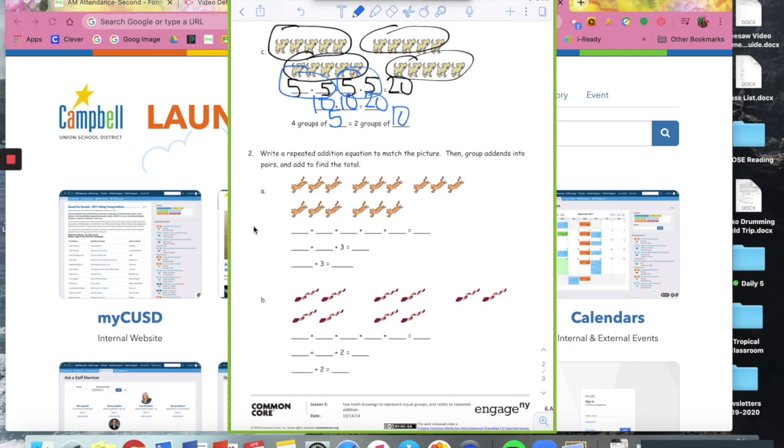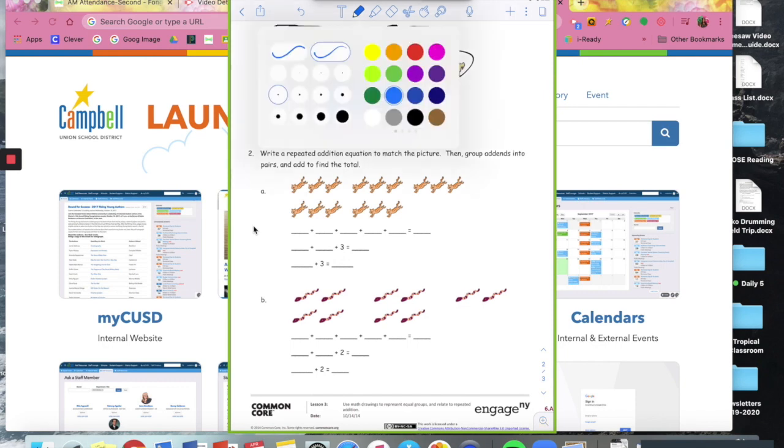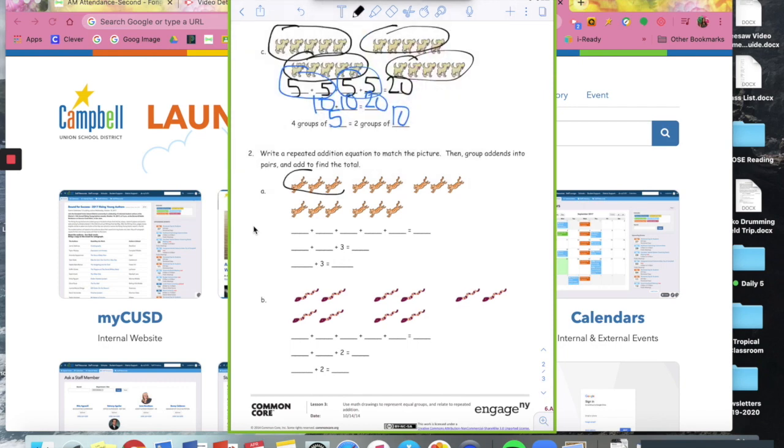So question number 2, write a repeated addition equation to match the picture. Once again, I'm going to go ahead and draw my groups, just so I don't get mixed up. So I have 5 groups and 3 in each group. So 3 plus 3 plus 3 plus 3 plus 3, which equals 15.